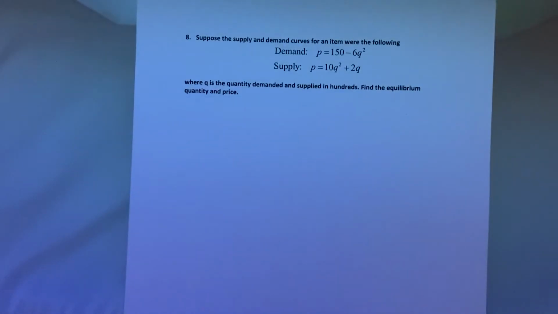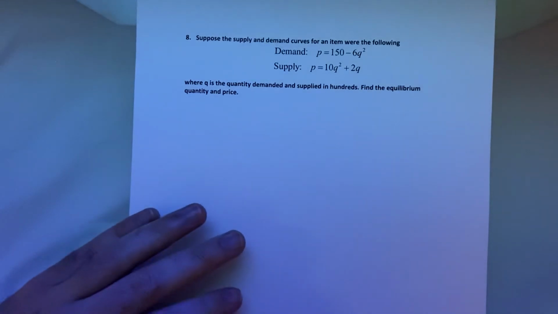Okay, one last word problem. Suppose the supply and demand curves for an item are the following. P equals 150 minus 6q squared for demand, and P equals 10q squared plus 2q for supply, where q is the quantity demanded and supplied in hundreds. Find the equilibrium quantity and price.